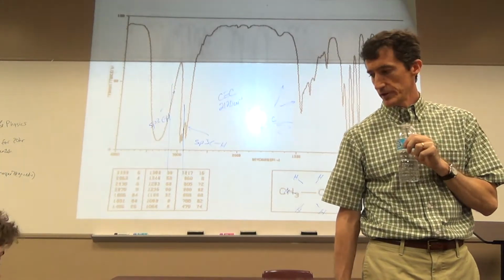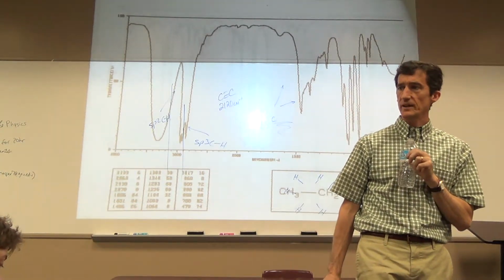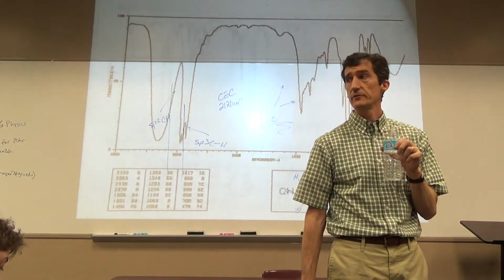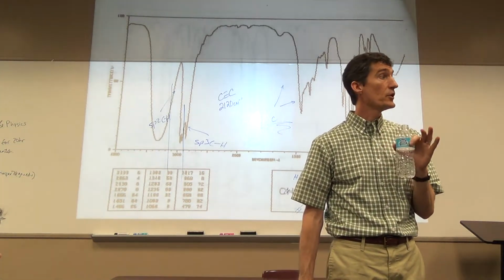I'll go over the rest of these IRs. Next ones look like alcohol and ether, and then there'll be a couple of amines, and then we'll move on to the carbonyl compounds.